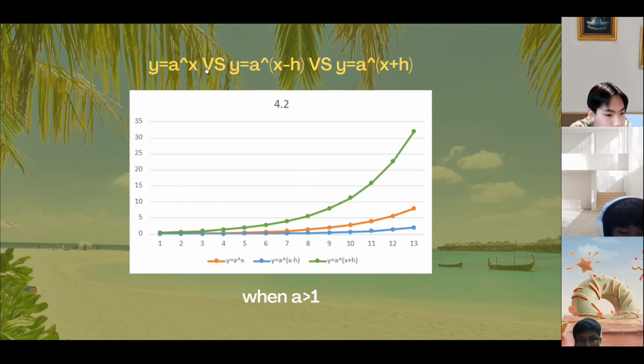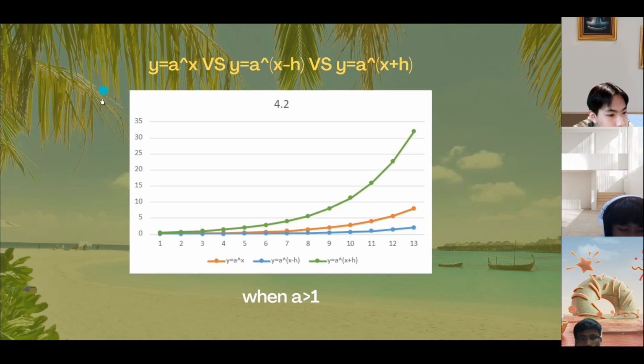And here we have a more than 1. So the green graph is y equals a to the power of x plus h. The orange one is y equals a to the power of x, and the blue one equals a to the power of x minus h. All the graphs are exponential growth, but they are different in transformation.